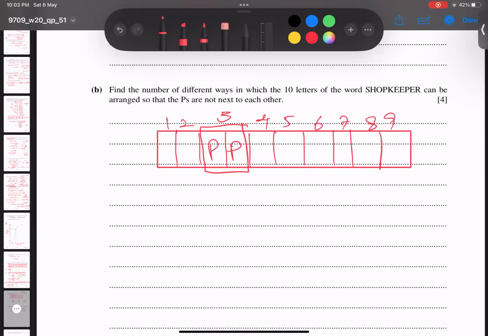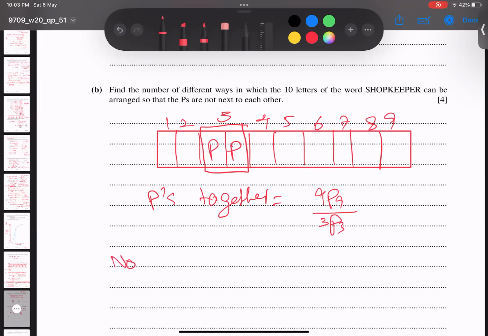So when the P's are together, it means 9P9, okay? And the 3 E's will naturally repeat. This 3 is for the E's repeating, but the P's will not repeat because we take them together.